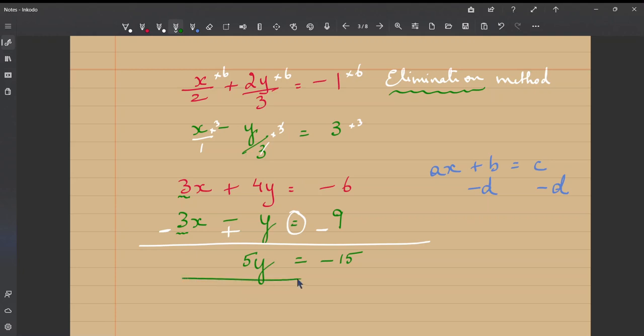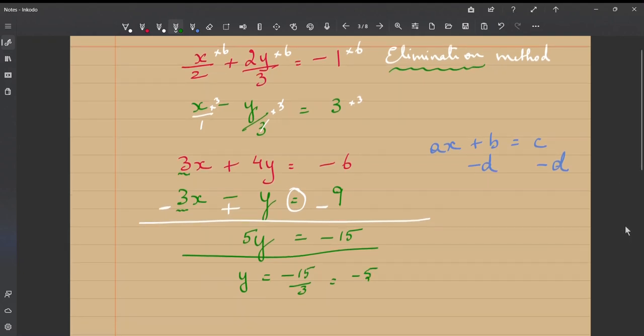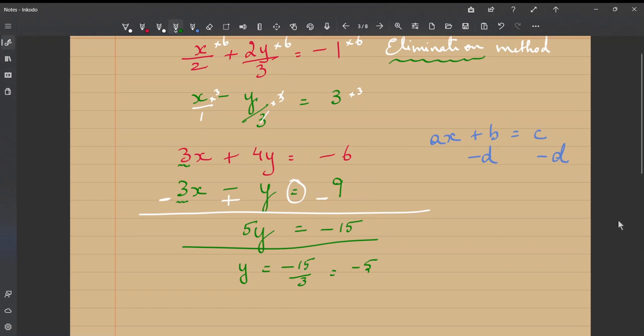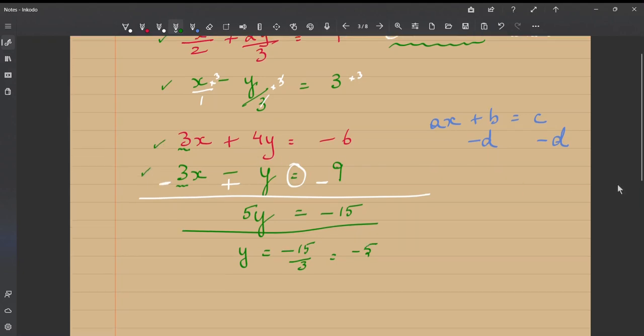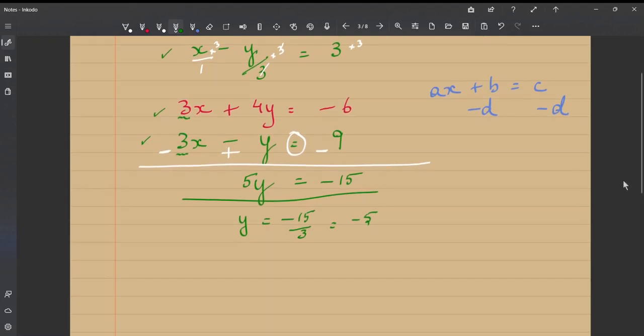So, solving for y, if you divide throughout by 5, you get y is equal to minus 15 by 5, which is equal to minus 3. Now, substituting for y in any of these equations, you can substitute in any equation, wherever you substitute, you get the value of x. So, let us substitute in 3x minus y is equal to 9.